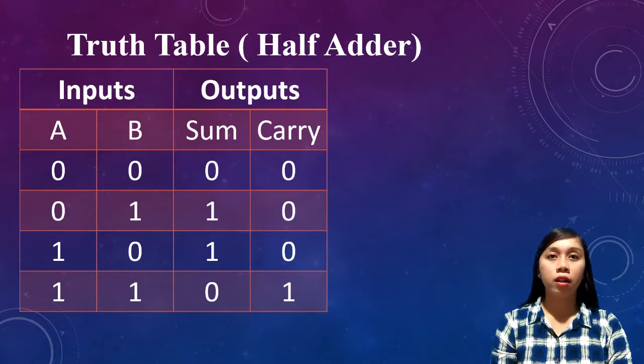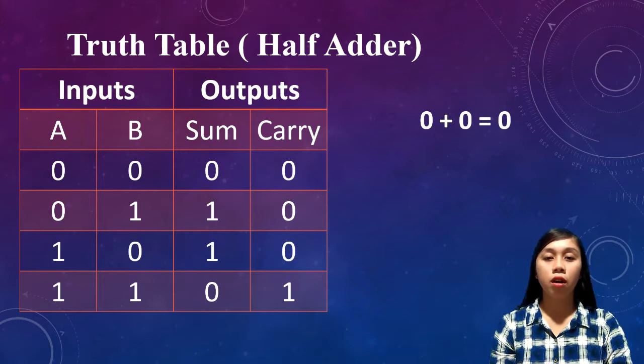Let's try to add the given inputs A and B. Let's start with the first one. So 0 plus 0, the sum is equal to 0 and the carry is also 0. For the next one, we have 0 plus 1, the sum is 1 and the carry is also 0. And for the third one, we have 1 plus 0, the sum is 1 and the carry is also 0.